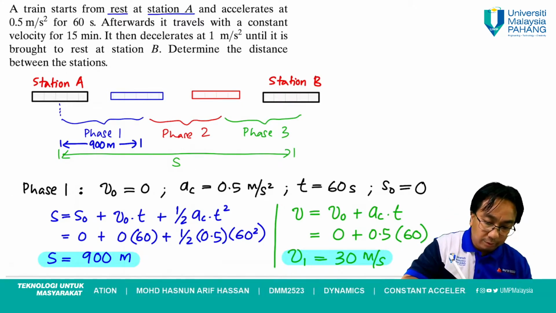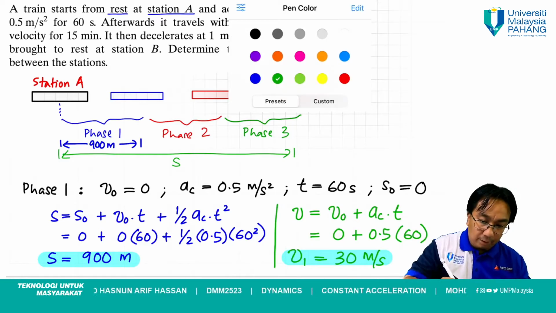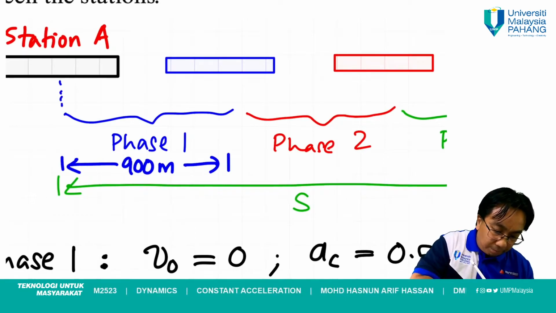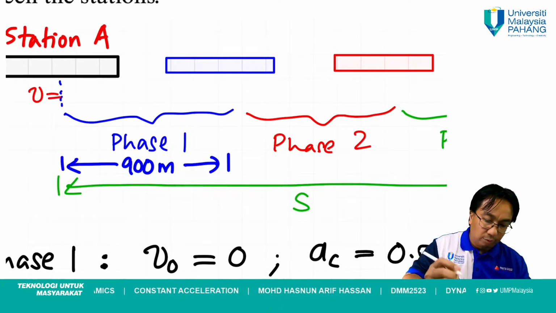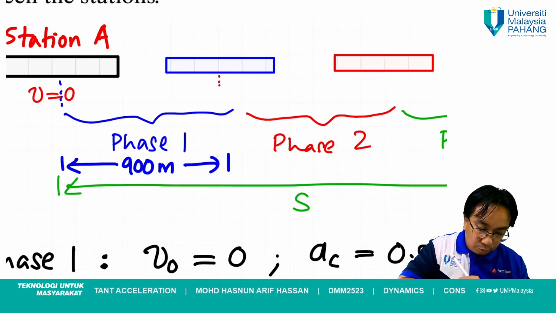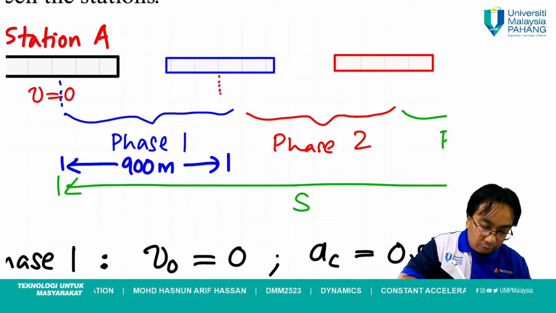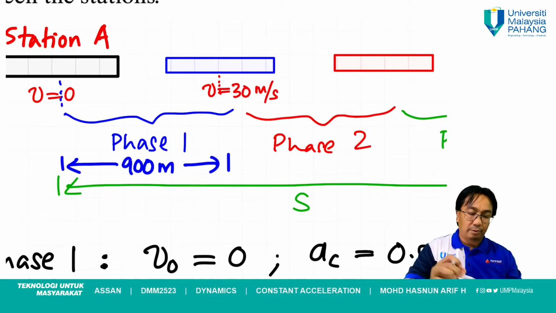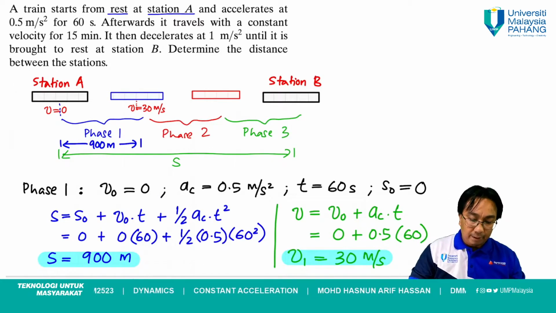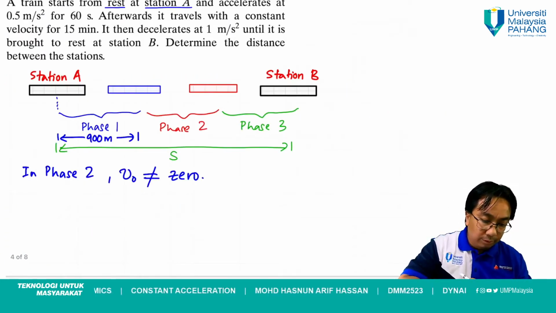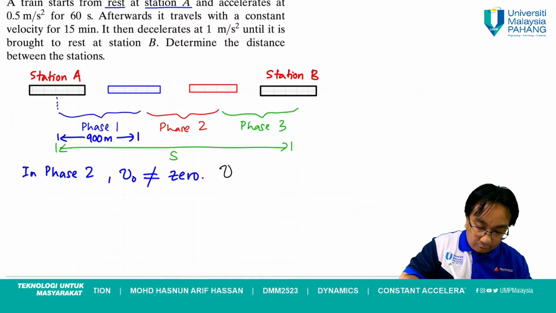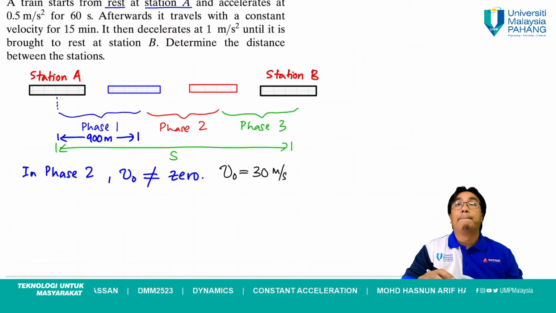Okay, so maksudnya apabila dia sampai pada hujung fasa pertama, dia nak masuk pada fasa kedua. Okay, so kalau kita tulis di sini, saya zoom in sikit. Okay, di sini pada permulaan V sama dengan 0. Dia sampai pada hujung fasa pertama, nak masuk fasa kedua, V is equal to 30 meter per second. Okay. Alright. Now we go back to here. So dekat sini kita tahu V naught is equal to 30 meter per second. Tadi kita dah calculate. Okay.